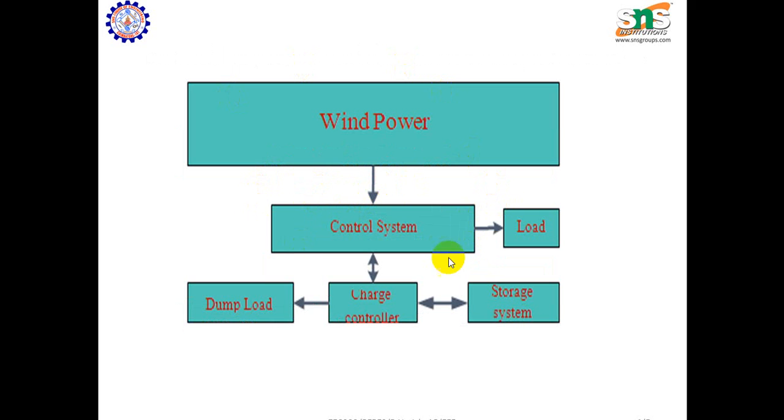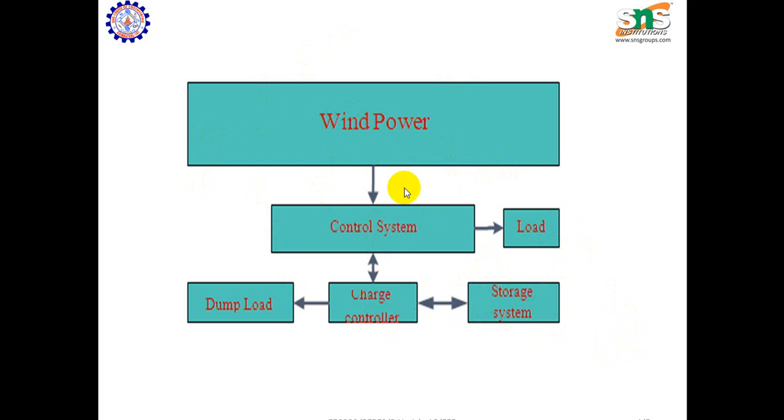Wind power is the same: the control system with the load, charge control and storage control. When the wind generates power, the power is given directly to the load. If the load is full and there is no need of power, the control system panel will give it to the charge controller and it is stored in a storage device.